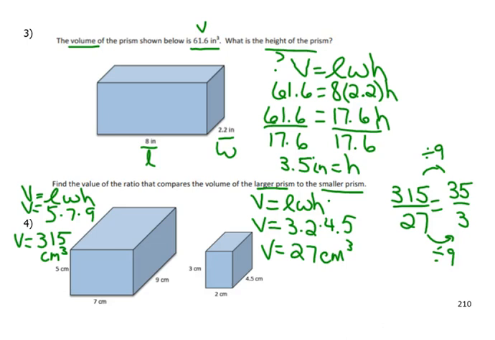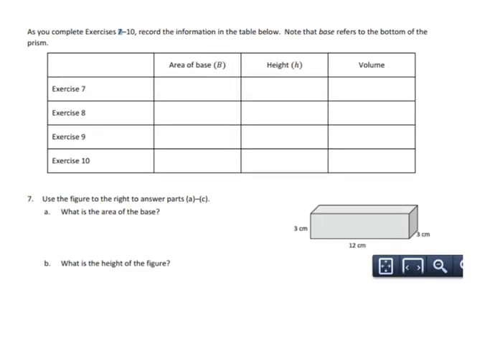So the ratio is 35 to 3. Okay, that's what that is. 35 of this is equal to 3 of that, is what it's telling me. I tried to change the numbers on this and it wouldn't let me, but we'll see what's happening here. So as you complete exercises 7 through 10, record the information in the table below. Note that the base refers to the bottom of the prism.